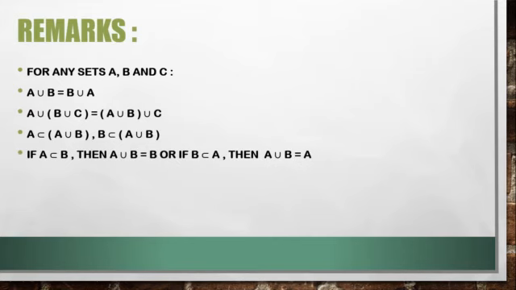If A is a subset of B, then A union B equals B. Or if B is a subset of A, then A union B equals A. A union A equals A. A union phi equals A. Phi union phi equals phi.